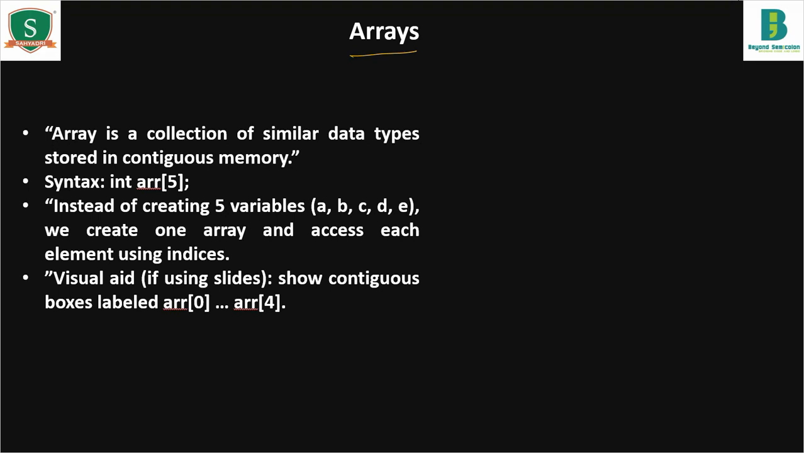An array is a collection of similar data types stored in contiguous memory. What does it mean? Why do we need arrays first of all? Consider you want to store 5 values. If you don't know the concept of arrays, how do you do it? You initialize 5 variables A, B, C, D, E and you store the values A is equal to 1, B is equal to 2, C is equal to 3, and so on.